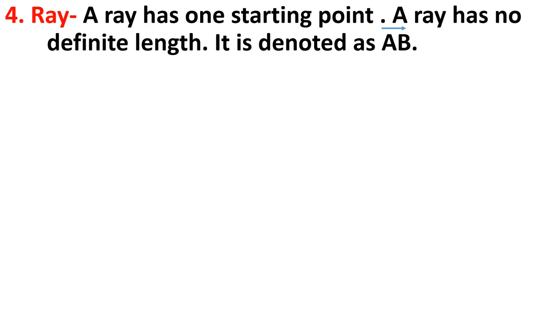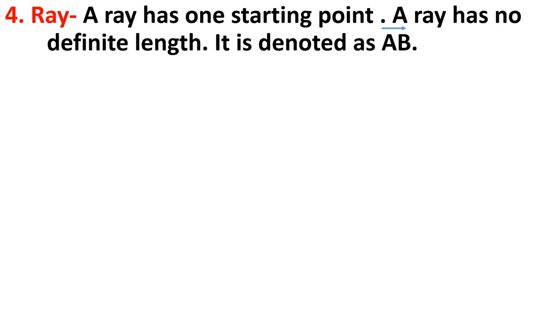I have given you the example of rays: sun rays. The sun is the starting point, and its rays go endlessly. So it has one starting point, but it has no end point. It goes endlessly, so it has no definite length, or we can say it has indefinite length.